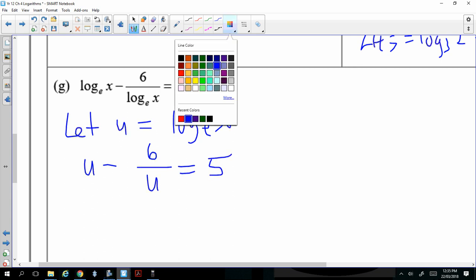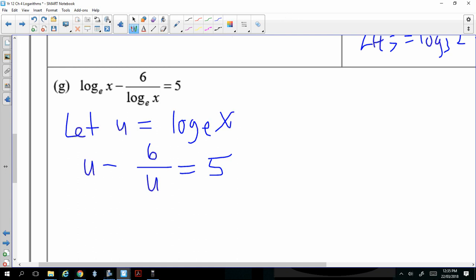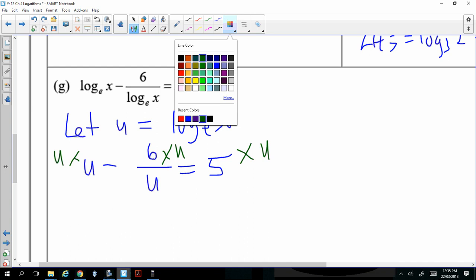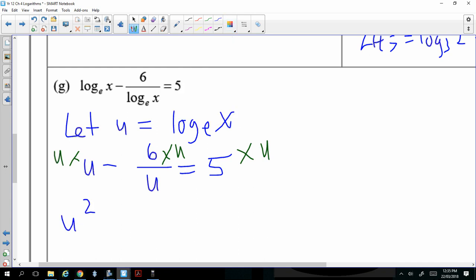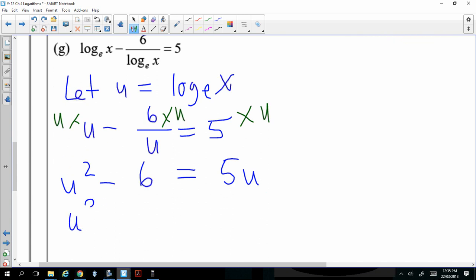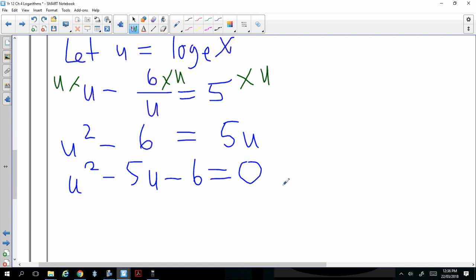And what sort of equation do you get? A quadratic. How do you solve this quadratic? We have to factorize. What numbers work? Yep. And once you get that, we can find what u is. u equal to 6 or u equal to negative 1.